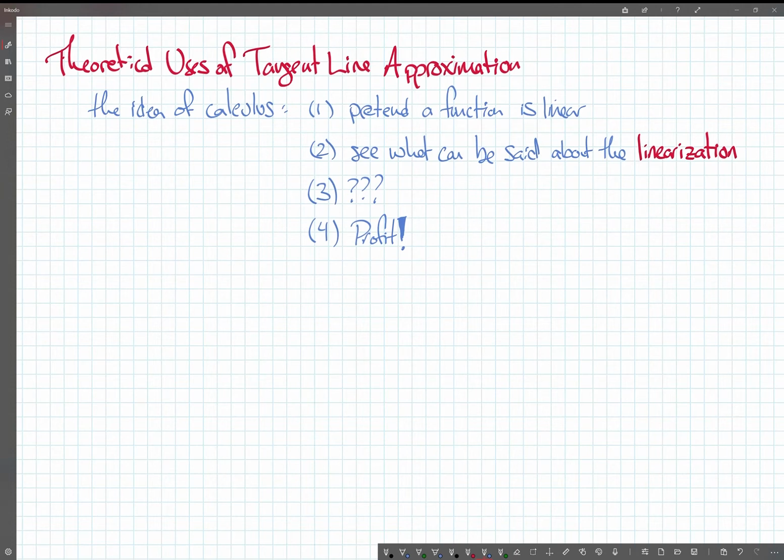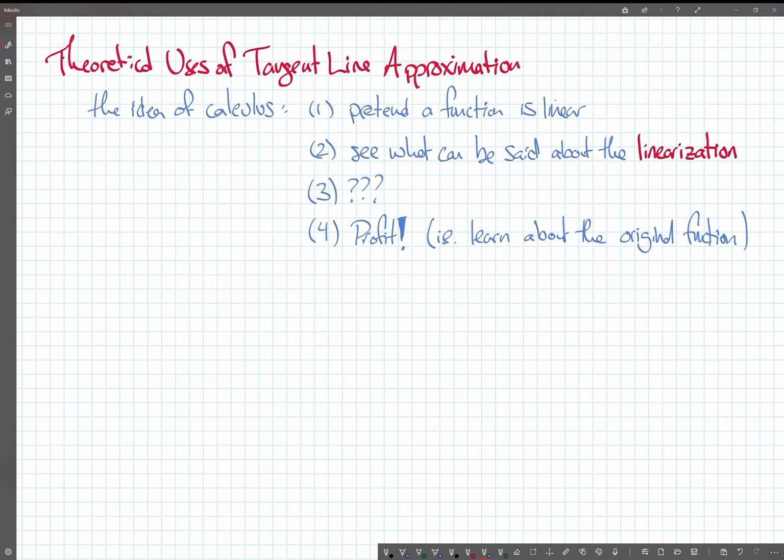It's a nonlinear function, probably. You don't know much about it. You'd like to learn about it. First, you pretend it's linear. Then you take a look at that linear function you get that's supposed to be close to your function. That's called the linearization. You try to see what can be said about that linearization. Can you understand it? Well, we know that linear functions are easy to understand, so the answer to that question should be yes. Then you cross your fingers, you hope, you pray that that approximation is good enough. If it is, boom, you learn something about your original function.